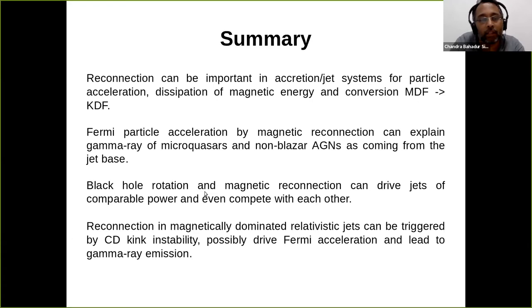Another issue is that there can be some sort of competition between the black hole spin extraction and the magnetic reconnection power, so that at some point there can be a steady jet, and at another point a non-steady jet. Also, in recent work, we found that there is a possibility of driving these particles to high energy regimes, maybe even TeV regimes, in this sort of system.